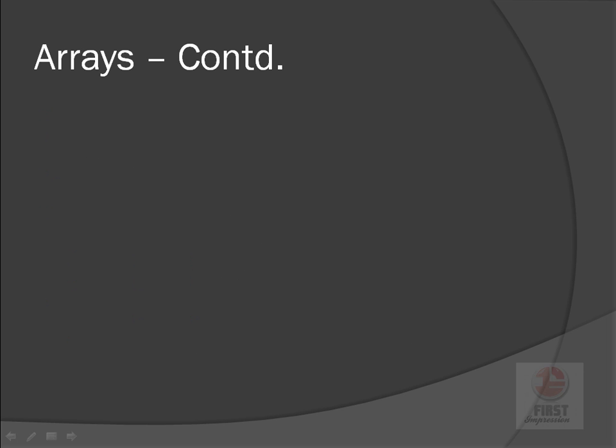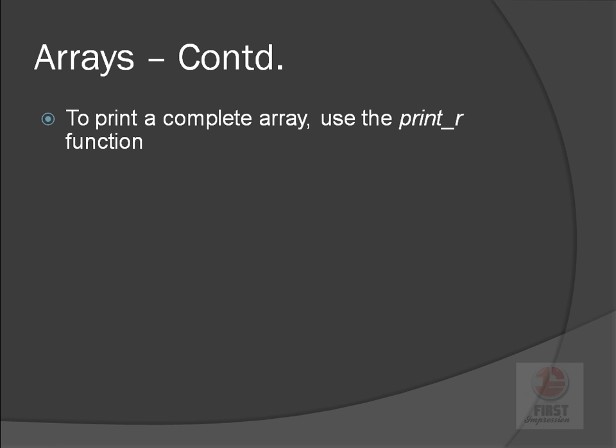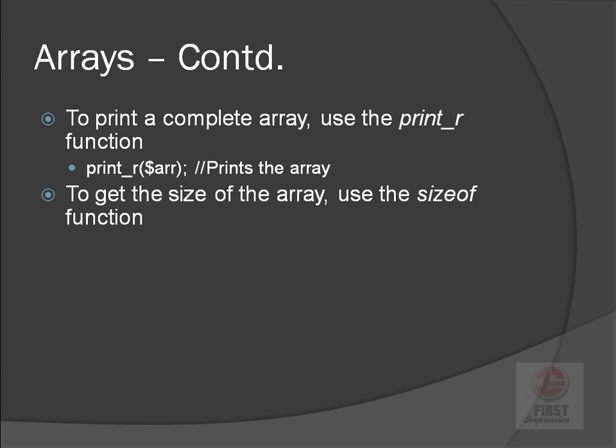To print a complete array, we must use the print_r function. The print_r function is a very handy function. Inside this print_r function, you pass the array name and that will print out the complete array in front of you. If I want to print the ARR array, we'll say print_r($ARR). To get the size of the array, we must use the sizeof function. For example, sizeof($ARR) will give me the size of the array, that is the number of elements inside the array. These two functions are very important when you are performing operations on the array.